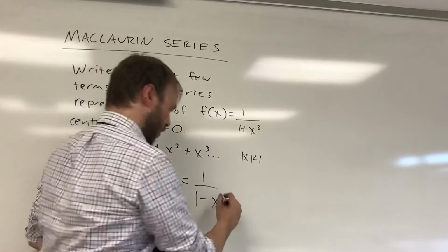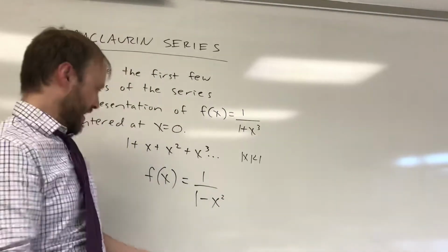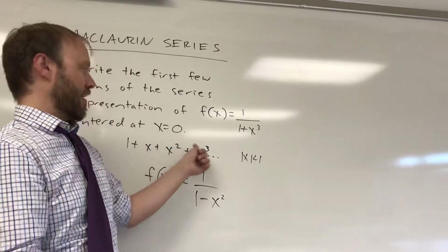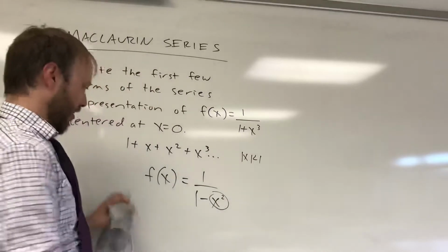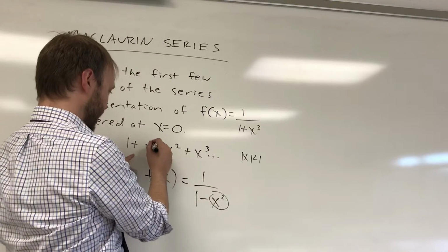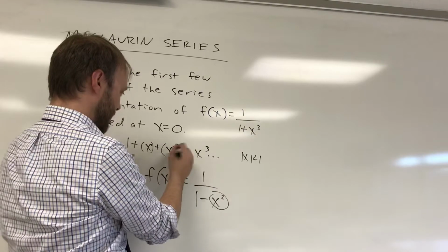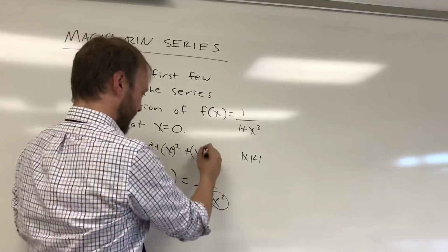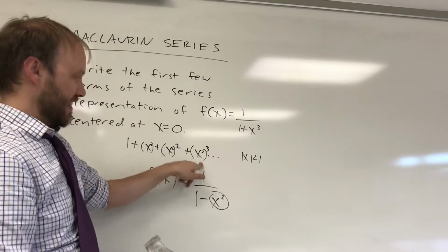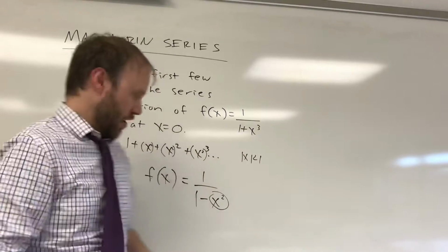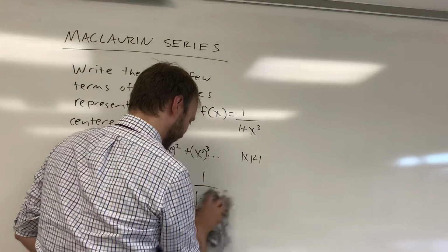If it was 1 over 1 minus x squared, okay, notice x was the input. And you got x, and then x was being squared, and x was being cubed, and so on. Now your input has changed to x squared, so you're going to have 1 plus the input to the first power, plus the input to the second power, plus the input to the third. So we're going to have 1 plus x squared plus x to the fourth plus x to the sixth, and so on.